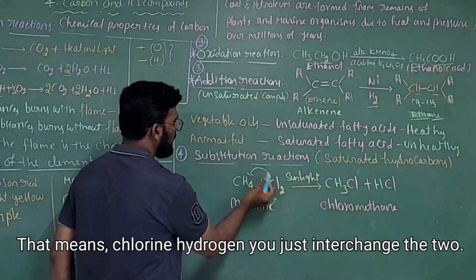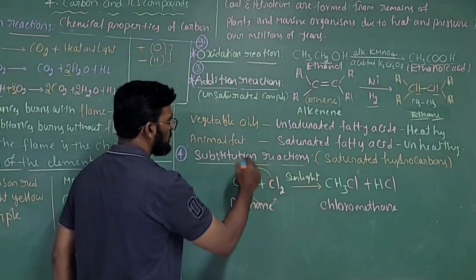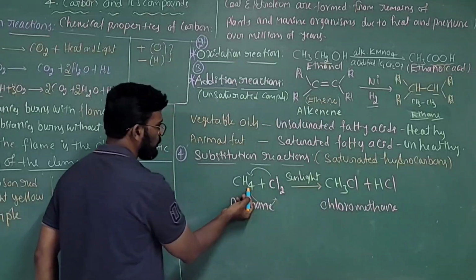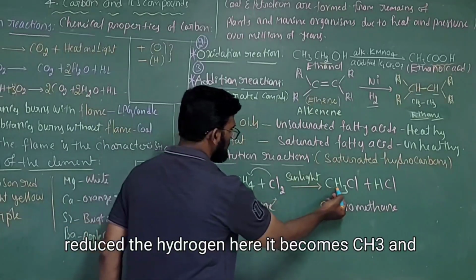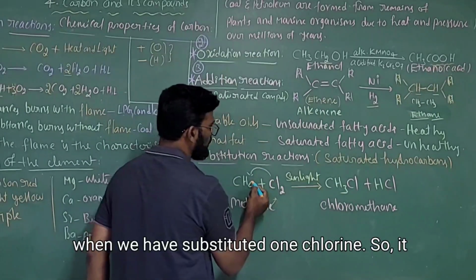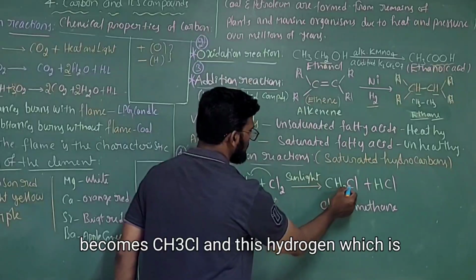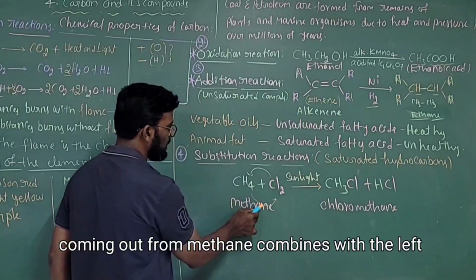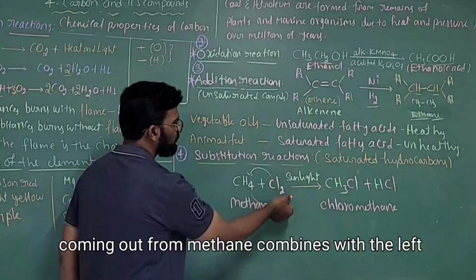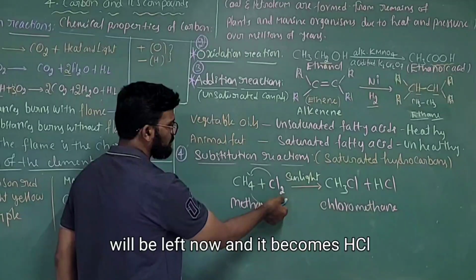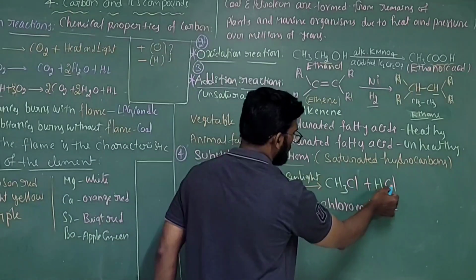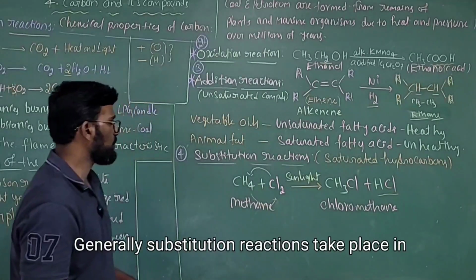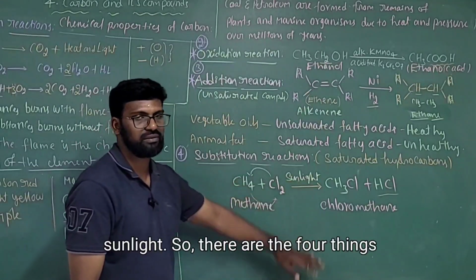That means chlorine and hydrogen, you just interchange their places, then you will get CH3. Since we have removed 1 hydrogen here, it becomes CH3, and when we have substituted 1 chlorine, it becomes CH3Cl. And this hydrogen which is coming out from methane combines with the leftover chlorine. 1 more chlorine will be left now, and it becomes HCl, hydrochloric acid, hydrogen chloride. That's all, very simple. Generally substitution reactions take place in sunlight.